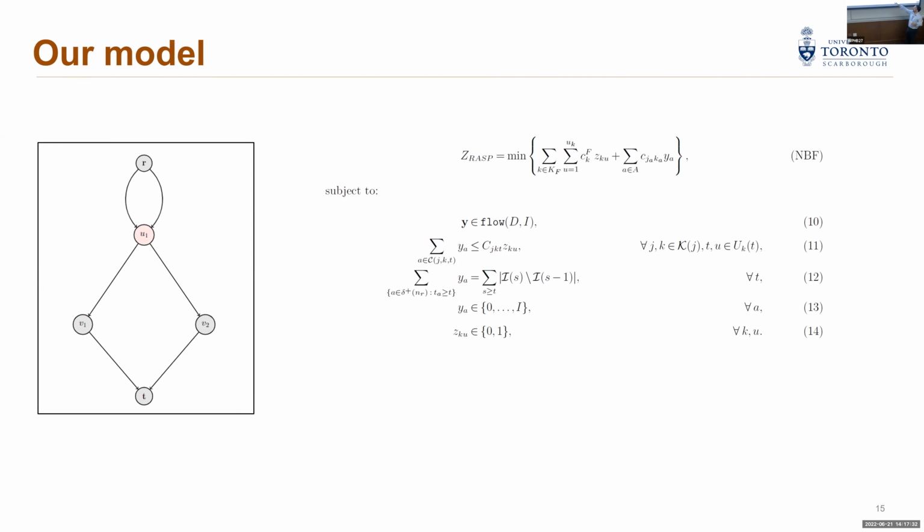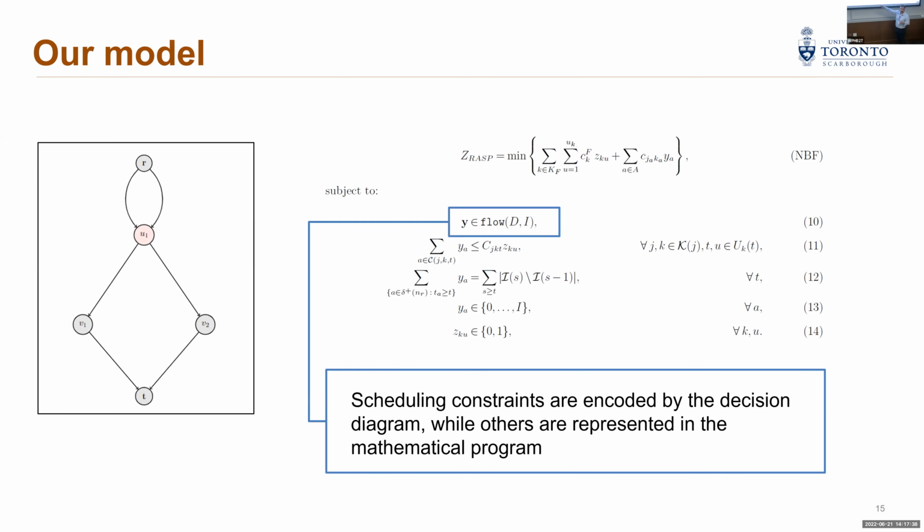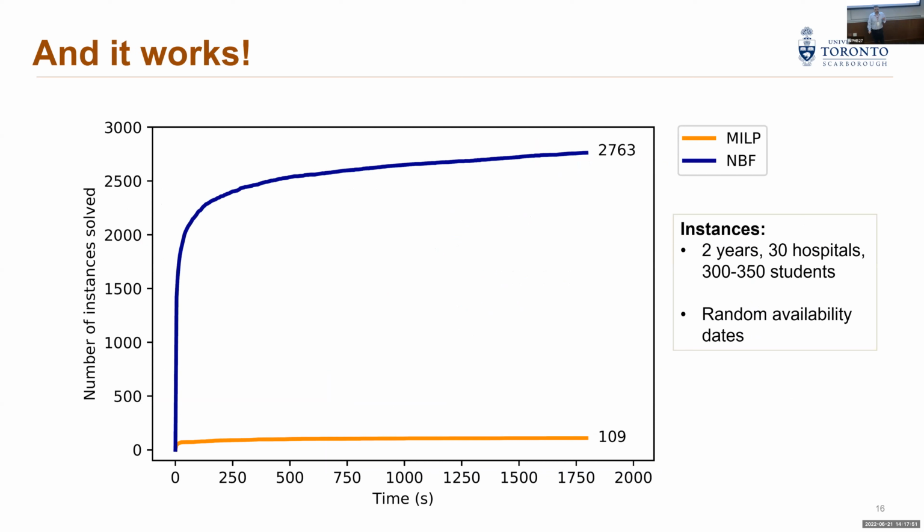where all the knapsack constraints that a MIP is excellent at, I put here in the MIP, and the flow inequality is describing how the rotations of the students work, how the stories of the students are encoded in the network. So I have a network flow problem here with additional constraints. And that's it. Okay, so it works great.